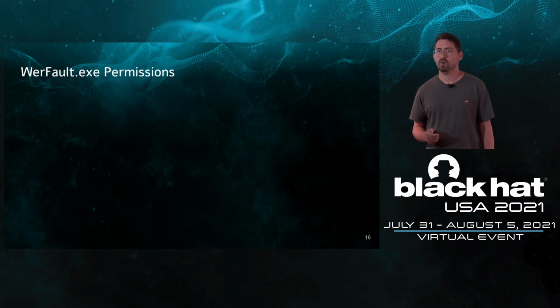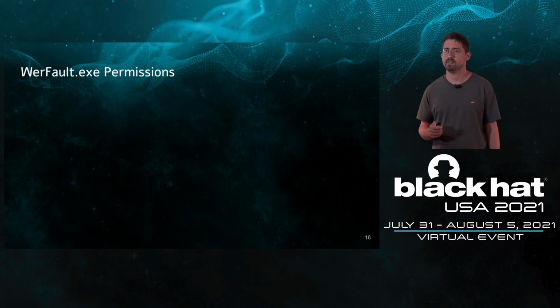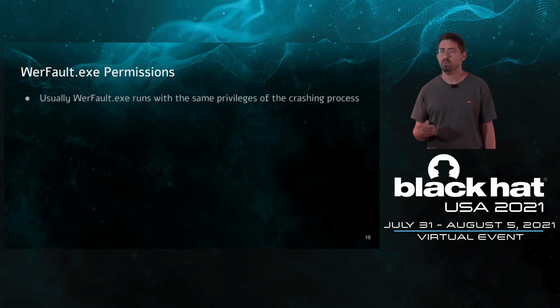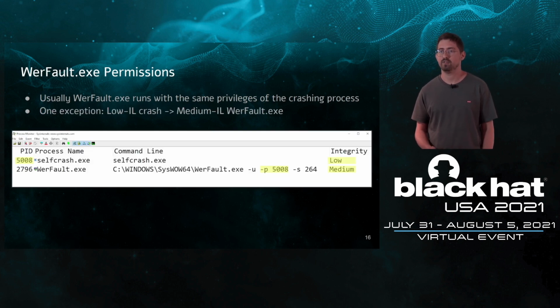So now that we know how WerFault parses PDB files, let's discuss what permissions or privileges WerFault runs as. WerFault usually runs with the same permissions as the crashing process. This makes sense because it has to open that process and read its memory in order to produce the crash report. But there's one exception, which I was already familiar with at that point because I discovered another vulnerability in that flow.